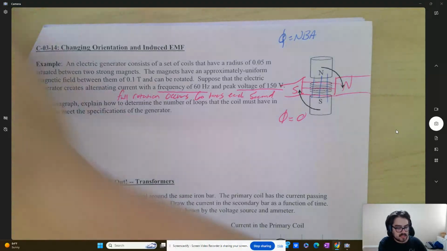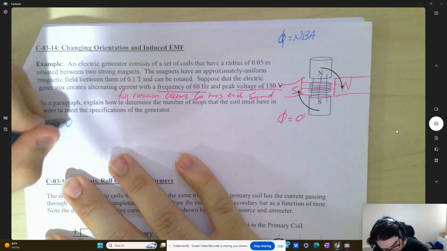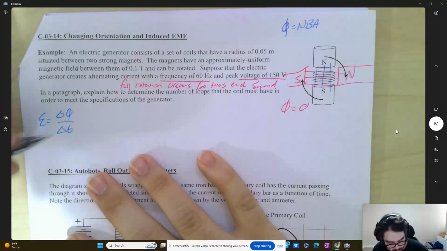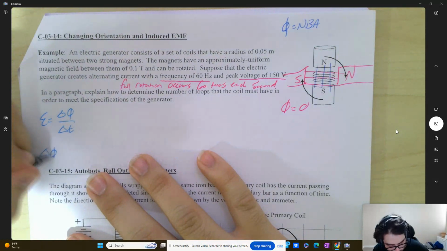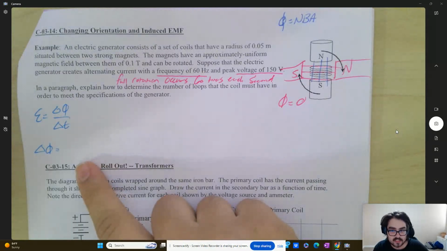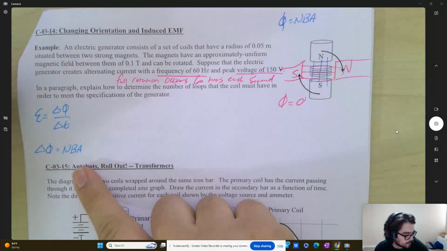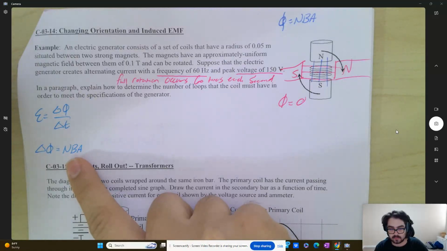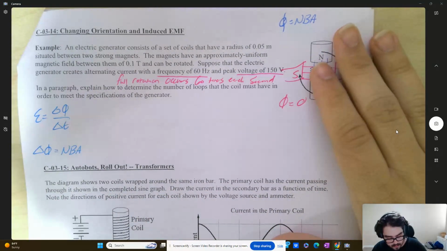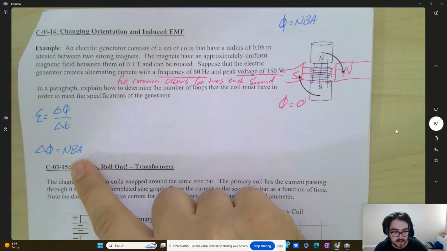So let's start out with our EMF equation, Faraday's law, delta flux over delta time. We already found our delta flux: we're going from NBA to 0 to NBA to 0. So the change in flux is NBA minus 0, which is just NBA, because the range is from NBA to 0. That's our change in flux.